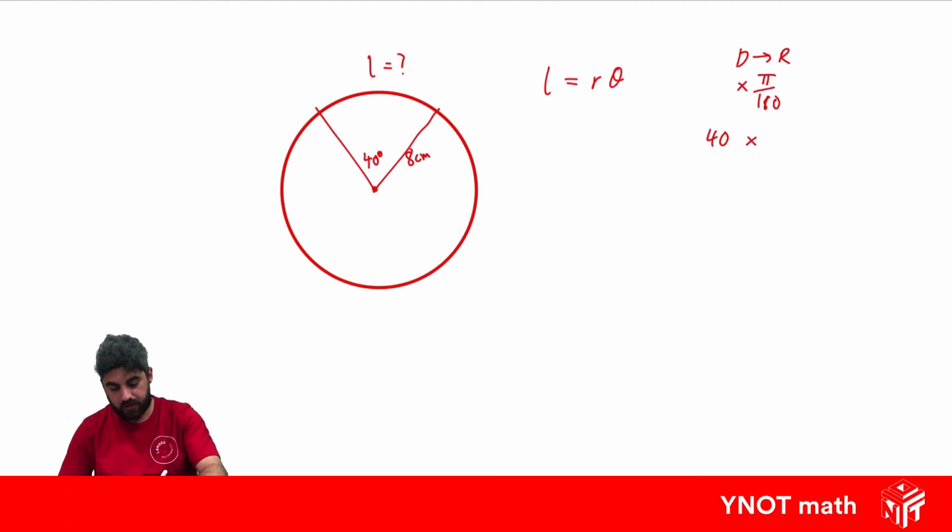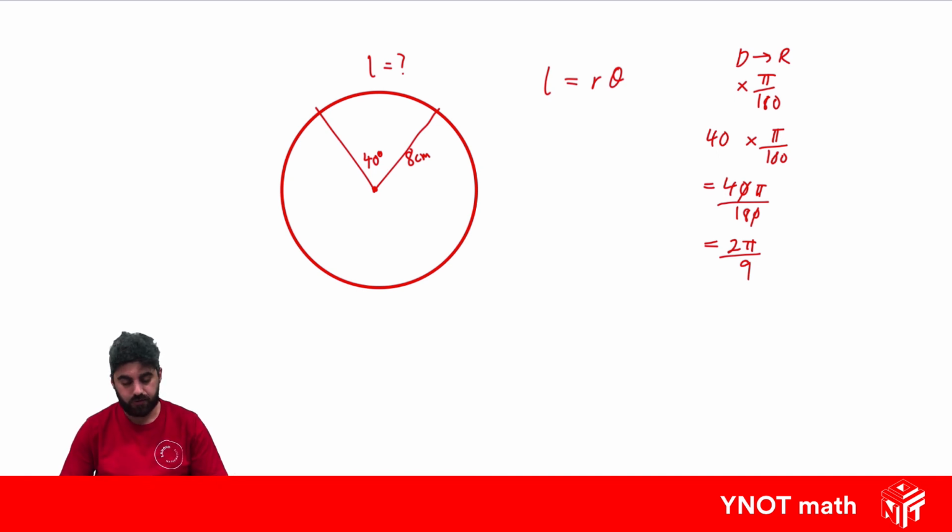So we're going to have 40 times pi over 180. So we get 40 pi over 180. So the zeros will cancel out, and 4 over 18 is going to simplify to 2 pi over 9 radians. So 40 degrees is the same thing as 2 pi over 9 radians. And now we're ready to find the arc length. So L equals R times theta. So we're going to have 8 for the radius times theta, which we know in radians now. It's 2 pi over 9. So we get an arc length of 16 pi over 9 centimeters.